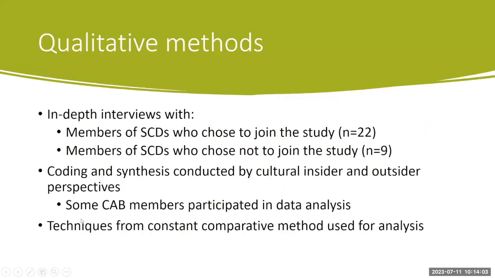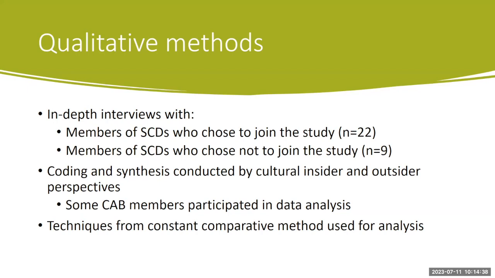So this was a qualitative study. We did in-depth interviews with members of serodiscordant couples who chose to join the study. That was with 22 individuals. And then we also did interviews with members of serodiscordant couples who chose not to join the study. There were fewer of these because they were just harder to identify, but we did find some. We did coding and synthesis by both cultural insiders and outsiders. Essentially, we had a team in Tanzania who would read through the Swahili transcripts, a team in the US who would read through the English transcripts, and come together to make sure that we're not missing cultural nuances.